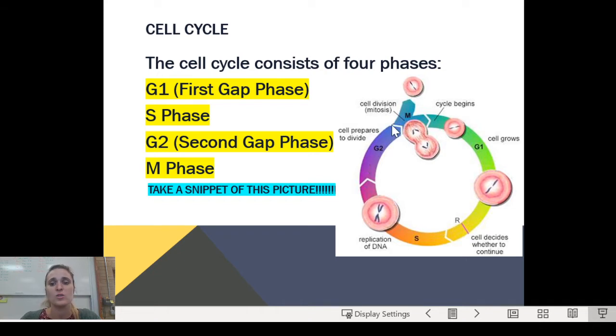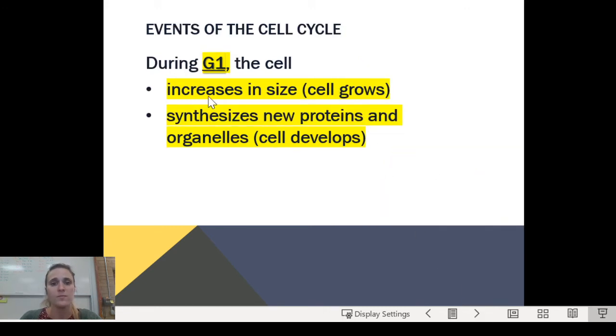And then in G2, you get this second gap phase. You're getting ready to divide. You're duplicating organelles and that kind of stuff so that you've got a second set of organelles. And then the M phase, you have cell division or mitosis. Okay, now we're going to go into separate stages. So that was the picture of the stages and listing the 4 stages. Now you're going to want to say each stage and give a description, okay?